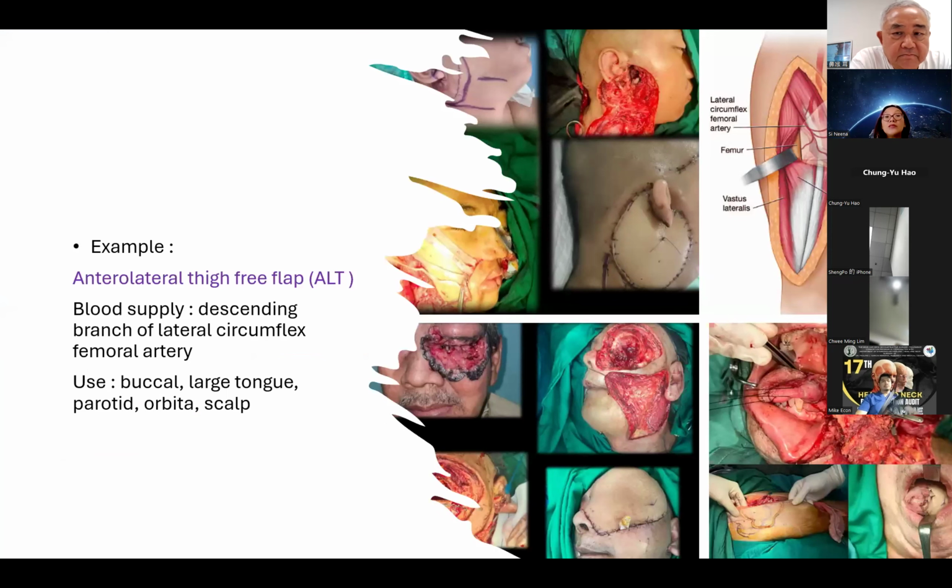And then we have LT flap for large and medium defects that need soft tissue cover. Then we usually use it for buccal or large tongue defect more than hemiglossectomy, parotid, orbital, or the scalp itself.